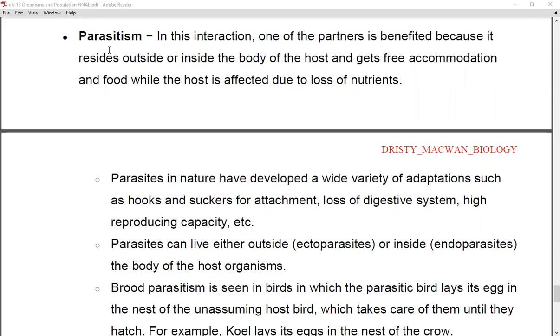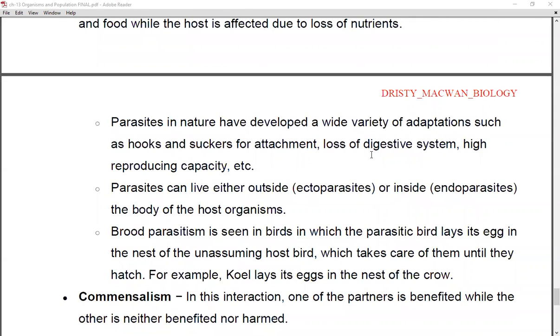So in this type of interspecific interaction, right? One partner is benefited while the other one is affected. Now, parasites in nature have developed a wide variety of adaptations, such as hooks and suckers for attachment, loss of digestive system, high reproducing capacity, etc.